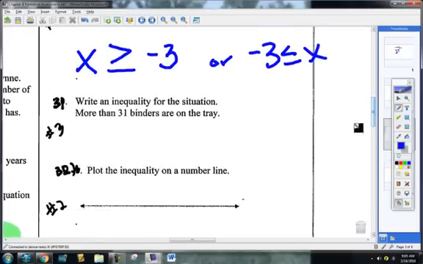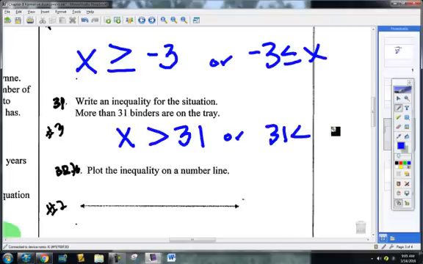Okay, these are with 2 points. Write an inequality for the situation that's shown. More than 31 binders in the tray. So once again, just pick whatever variable you'd like. And 31. If we're talking about more than 31, then we'd have to do that, right? Or you could have written it as that, once again.